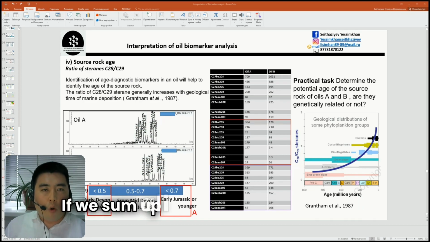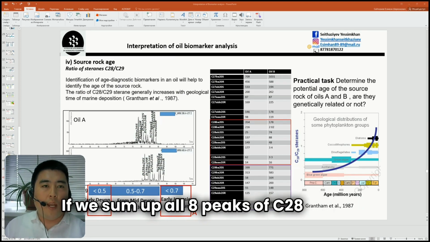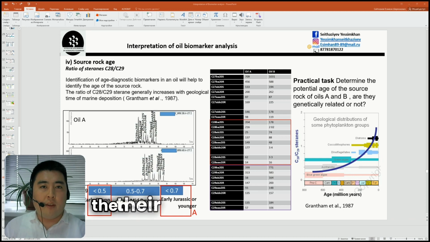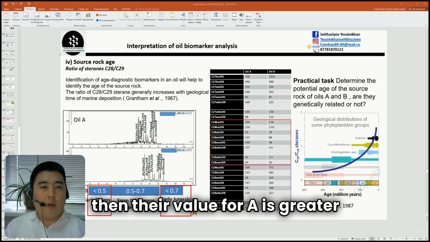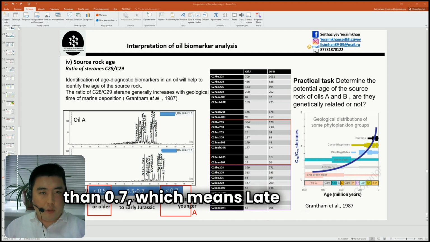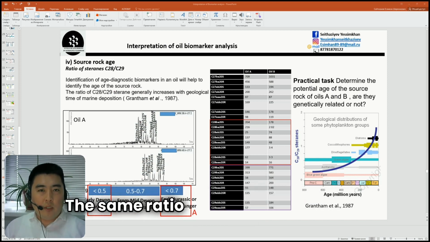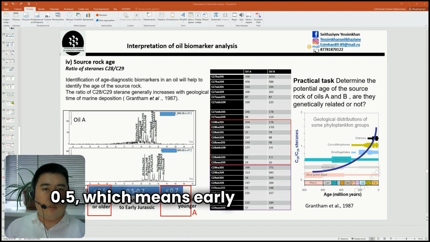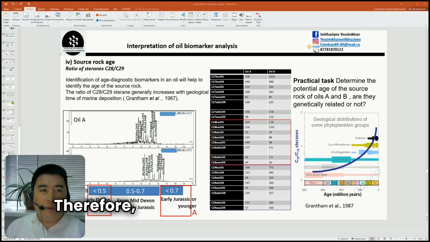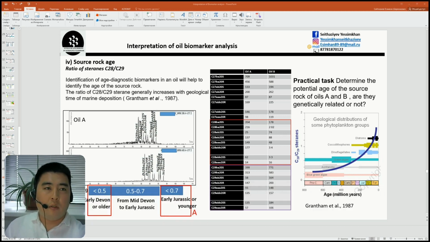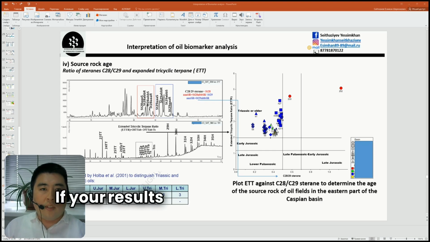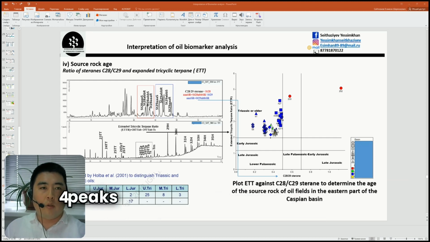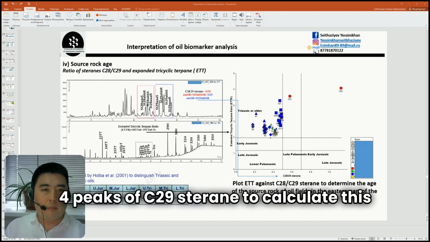If we sum up all 8 peaks of C28 sterane and divide them by 8 peaks of C29 sterane, then the obtained value for A is greater than 0.7, which means late Jurassic or younger. The same ratio value for B is less than 0.5, which means early Devonian or older age. Therefore, they are genetically different. If your results are obtained in SIM mode, you can use 4 peaks of C28 and 4 peaks of C29 sterane to calculate this parameter.